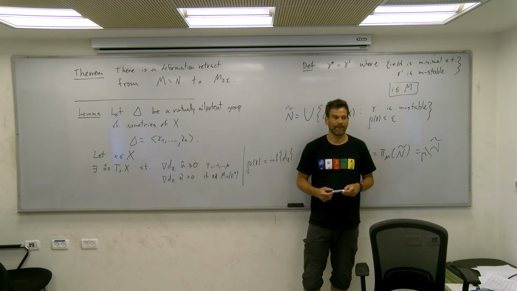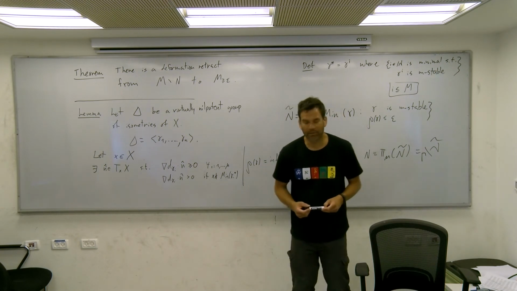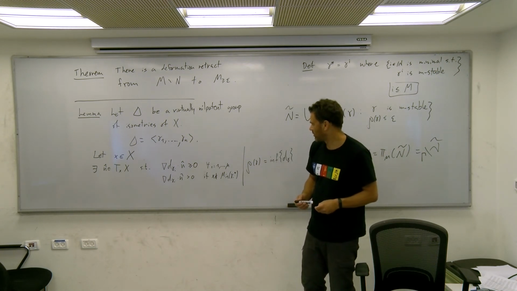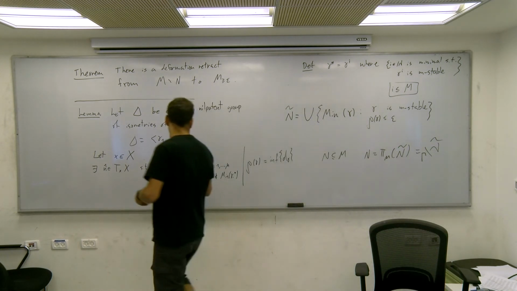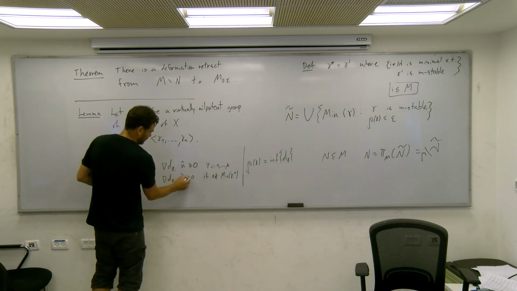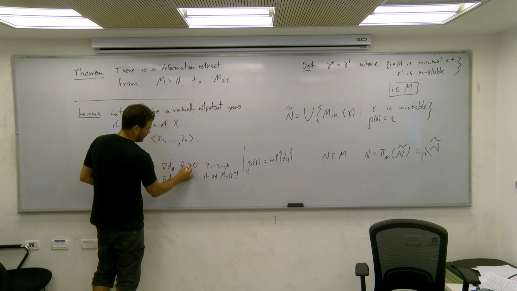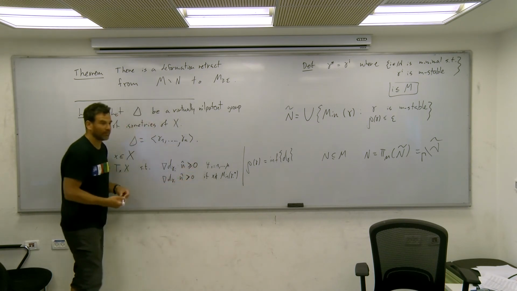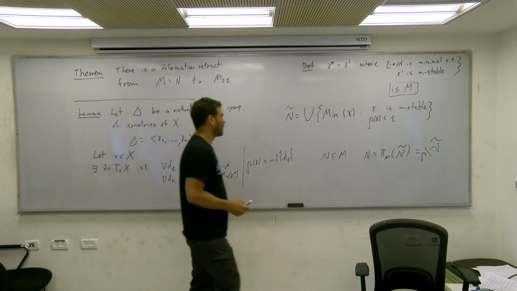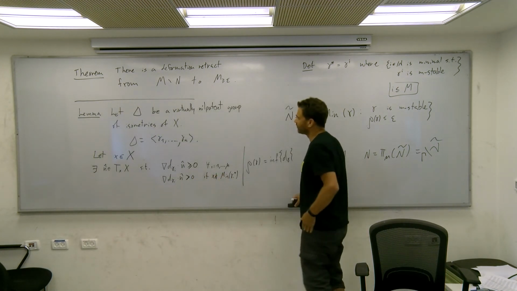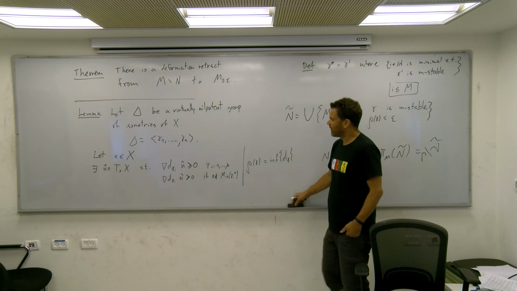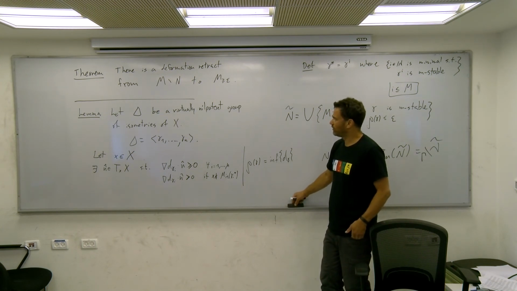Should the second line be less than or something? You have greater than. Greater than. It means it's strictly positive. Here it's non-negative, and here it's strictly positive. So that's the lemma. And with this lemma we can do the deformation retract.